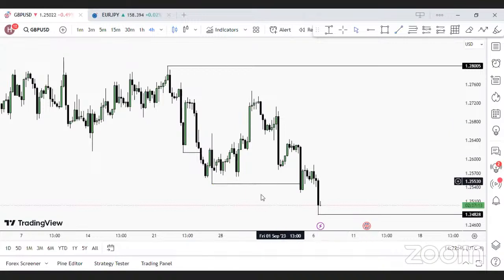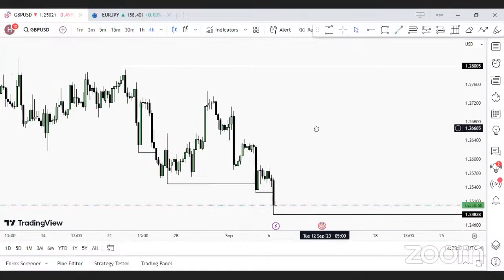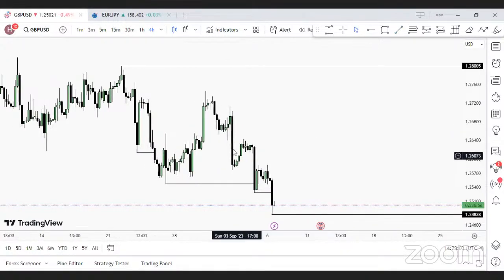So we have another break of structure to this area. And then we have a recent break of structure. We have a recent break of structure to this area also. Okay, so this is how to analyze the market. You see the market, everything is making sense bit by bit.